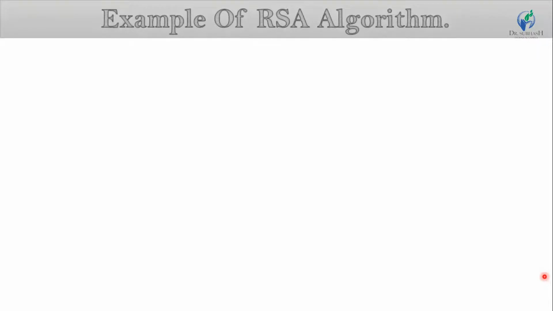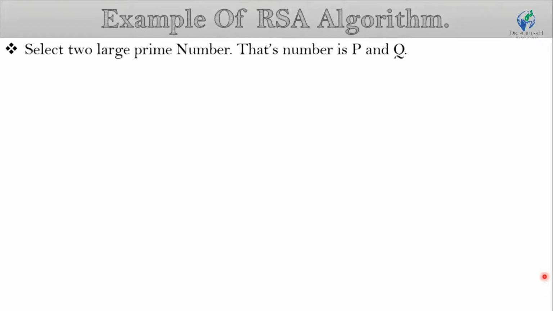So, in our first step, we select two large prime numbers. Those numbers are P and Q. Now, we select the values of P and Q. So, we select P equal to 7 and Q equal to 17.